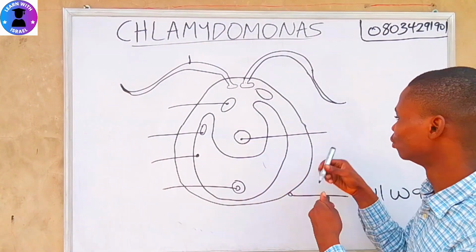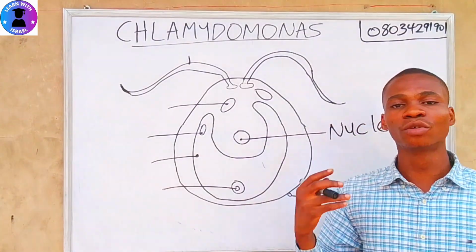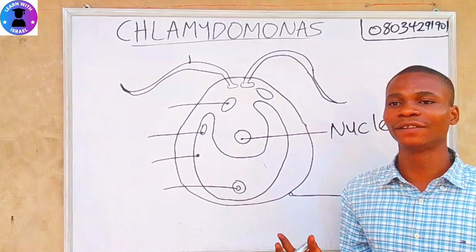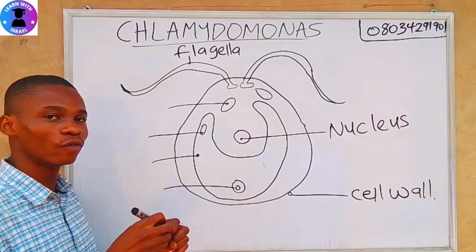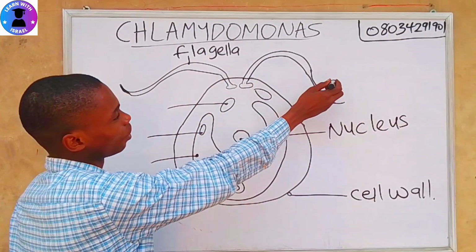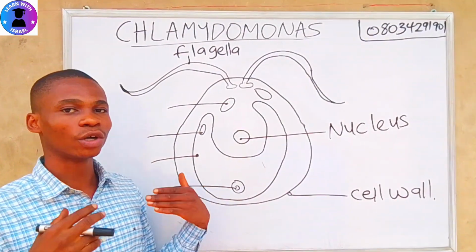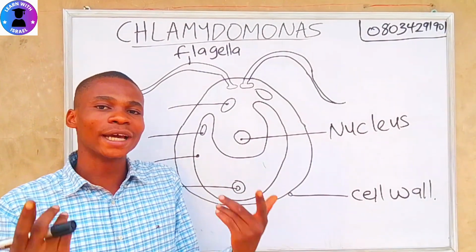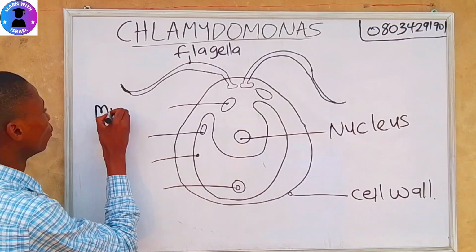The next one here is the nucleus. As we all know, and for those that don't know, the nucleus is the control center of the cell. It controls all the activities in the cell. Flagella: in Chlamydomonas, we have two flagella. This is the first one and this is the second one. Please bear with me with this diagram; it is just to explain how the structure looks. This is the flagella, and it is used to aid movement in Chlamydomonas. The next one here is called mitochondrion.